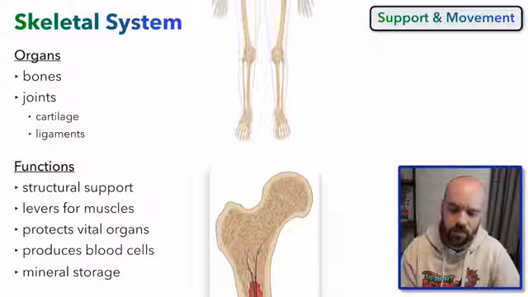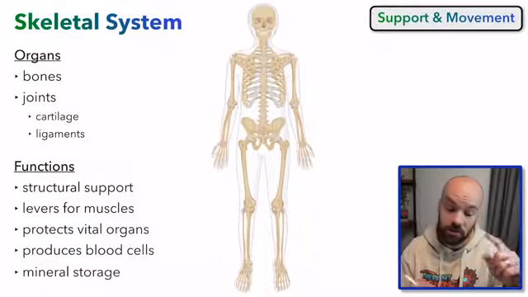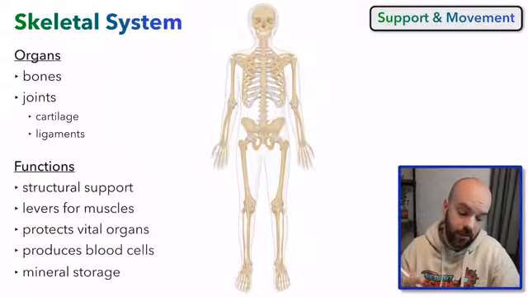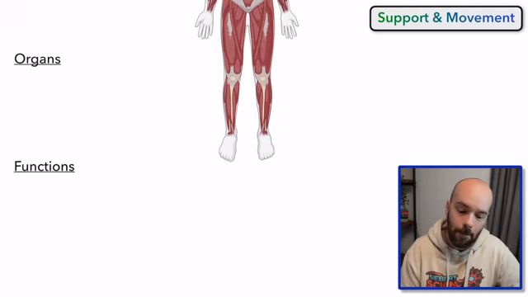That's the skeletal system. Bones and joints are the main kind of organs. And then we've got a lot of functions there. Structural support, levers for movement, protecting our vital organs, producing blood cells, and storing of minerals. Up next, we have the muscular system.